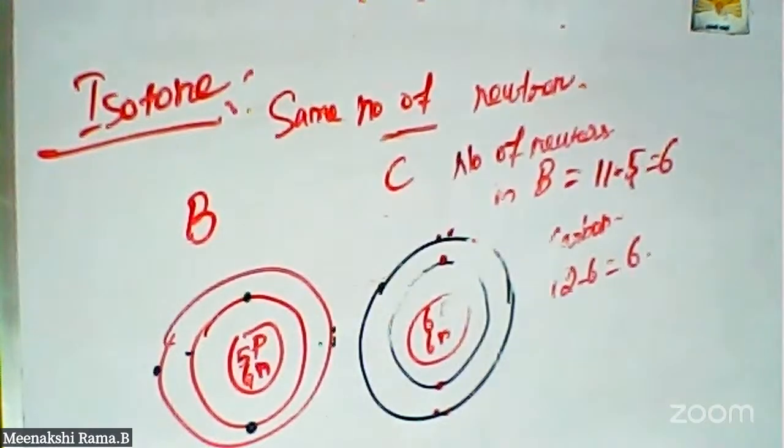Is that clear? What are the details we studied in this session? First one is the Rutherford atomic model, and then the Bohr atomic model, with their postulates and limitations. And next one is isotope, isobar, and then isotone. Are there any doubts or any clarification? Please ask me.